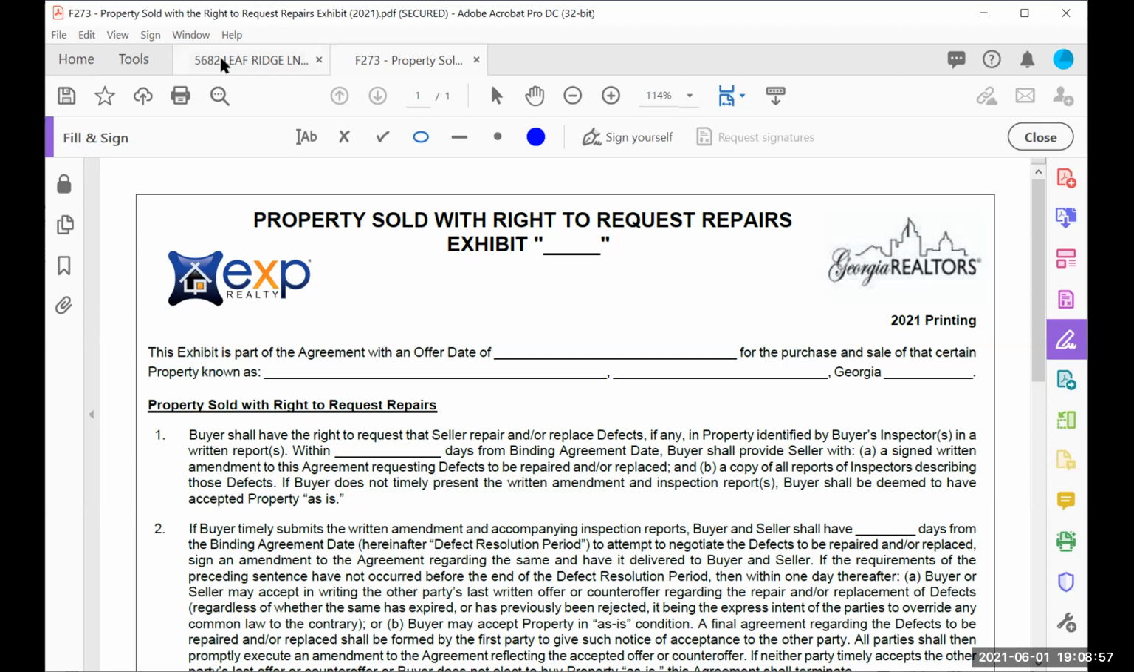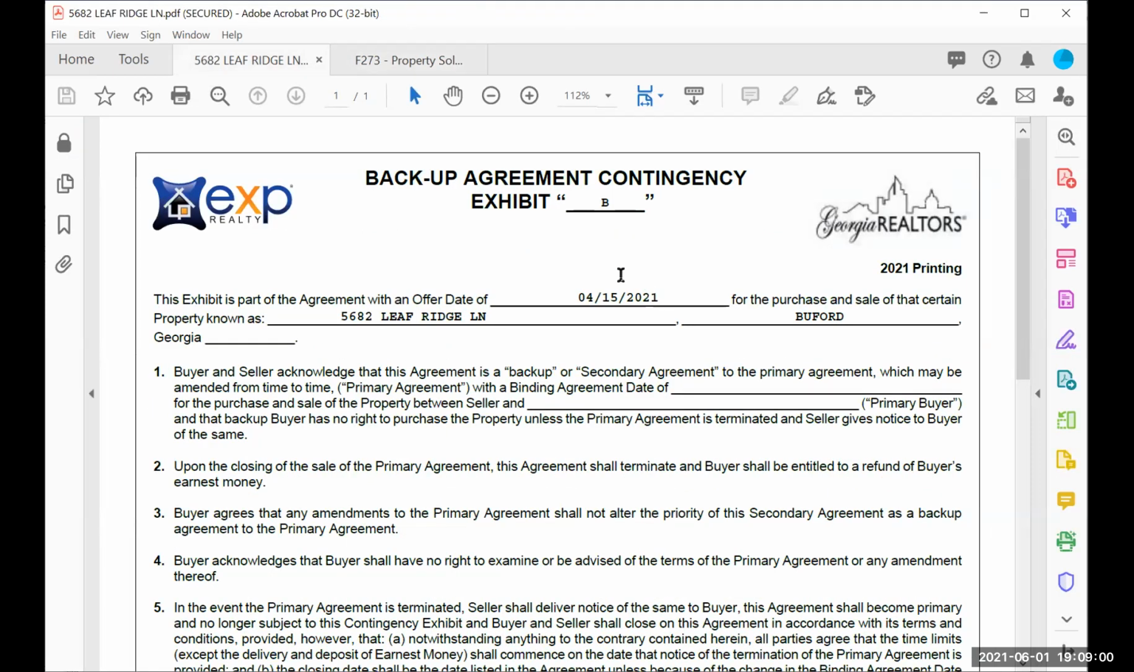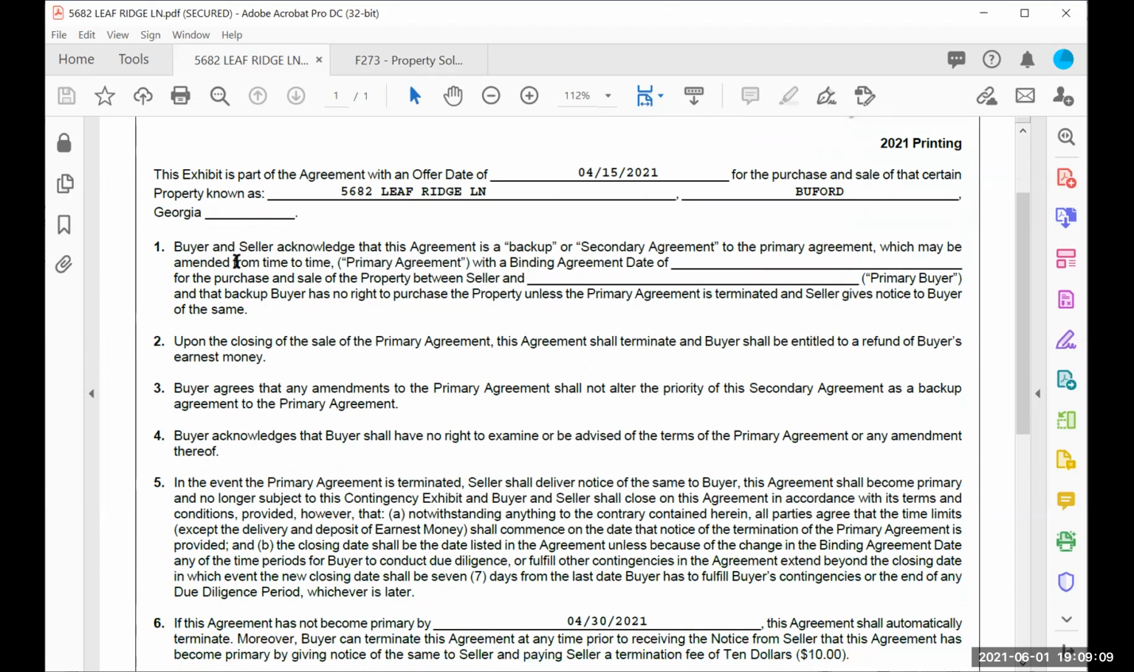The other form, the backup agreement. You are going to attach this as an exhibit, and it makes your contract contingent on you becoming the primary buyer. So when you fill this out, you're agreeing that this is a backup or secondary agreement to the primary, which may be amended from time to time. The primary agreement has a binding agreement date, and you'll have to get that information from the selling agent, and you'll have to get the buyer's name. Remember, this is the primary buyer. That's who they're under contract with now. You have that name.